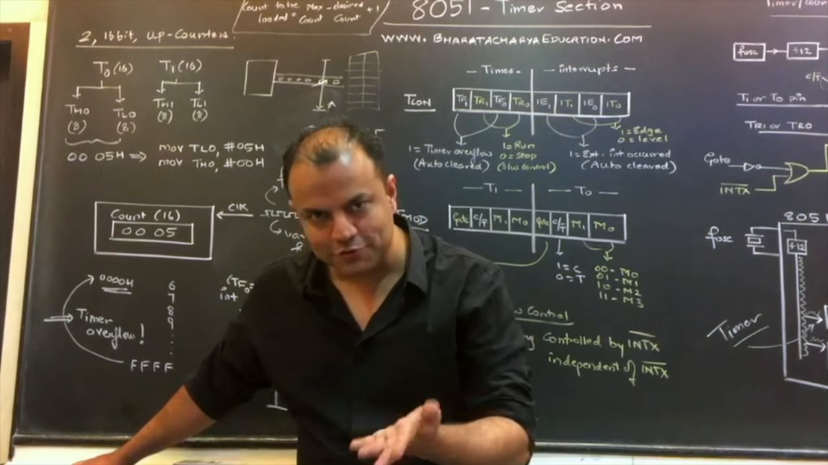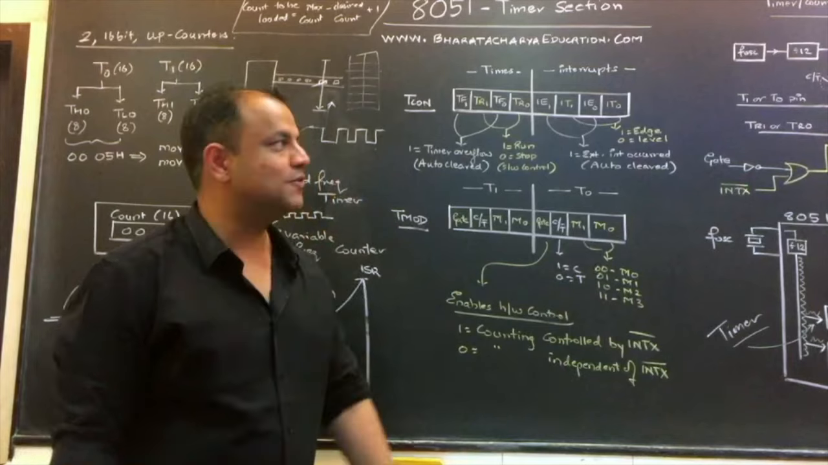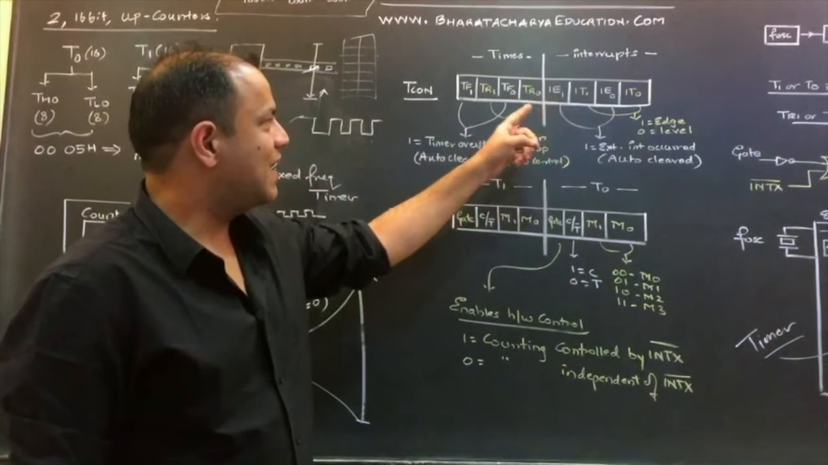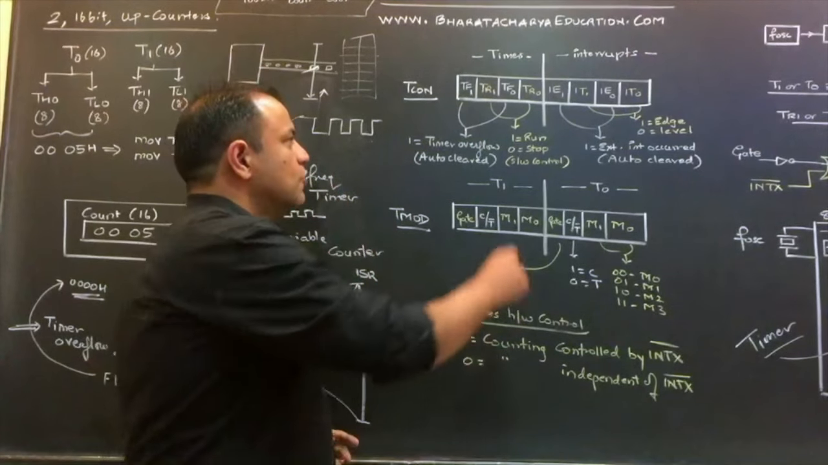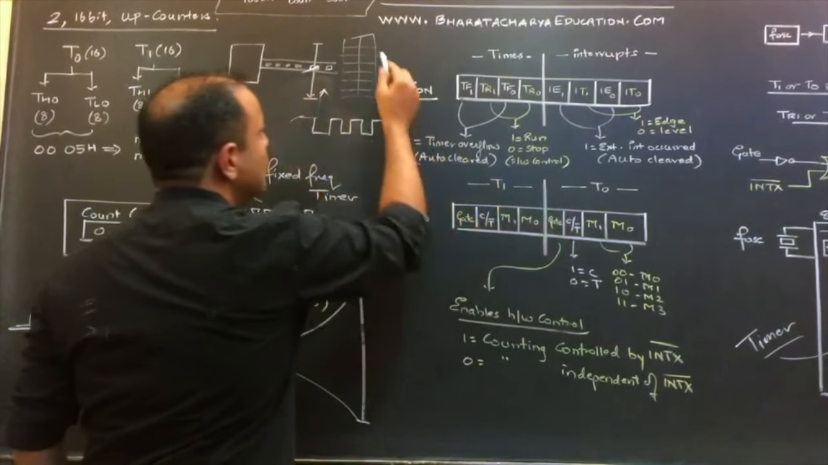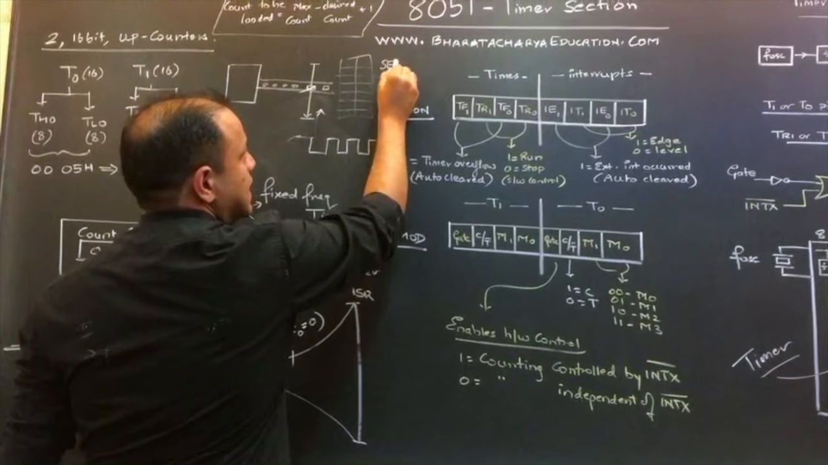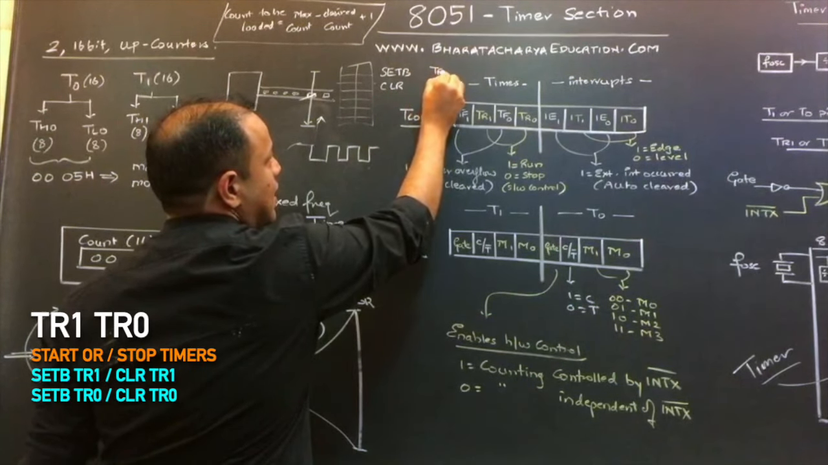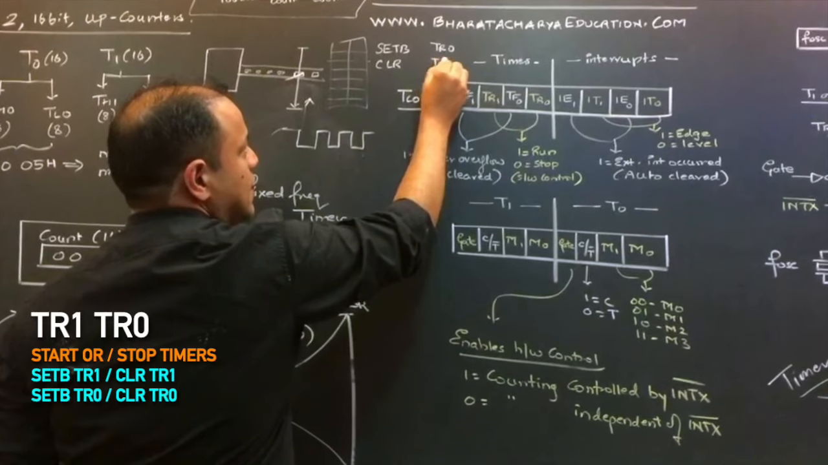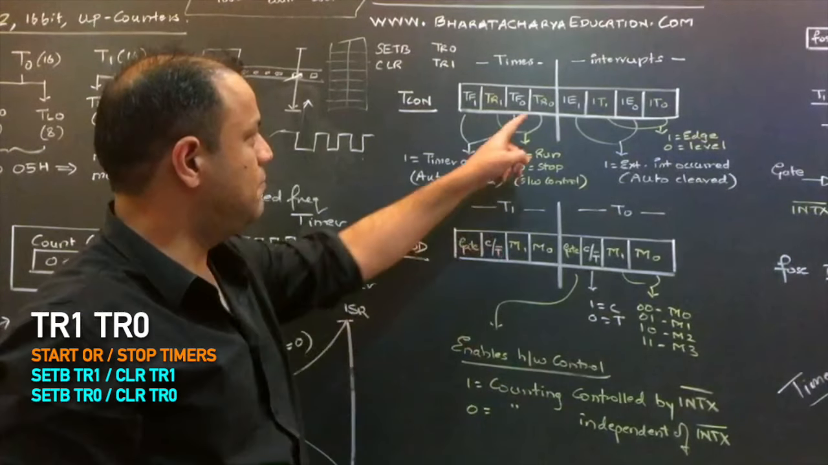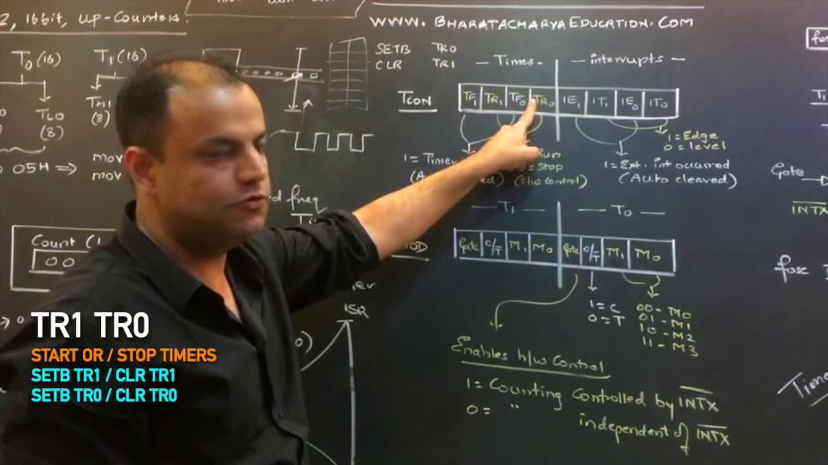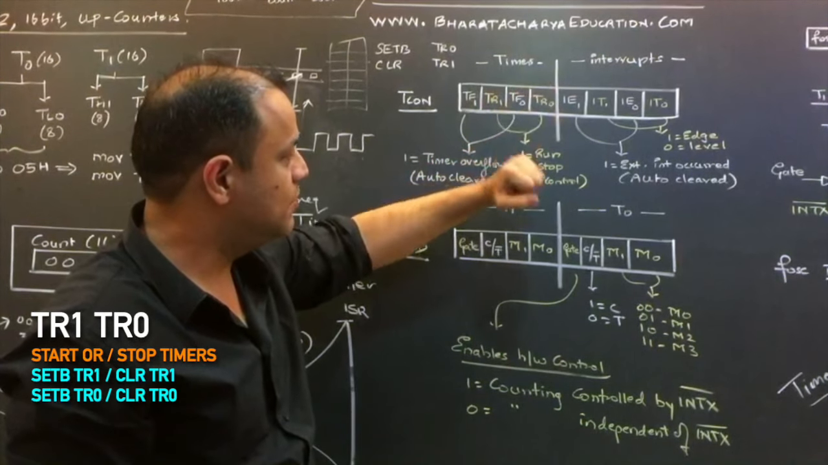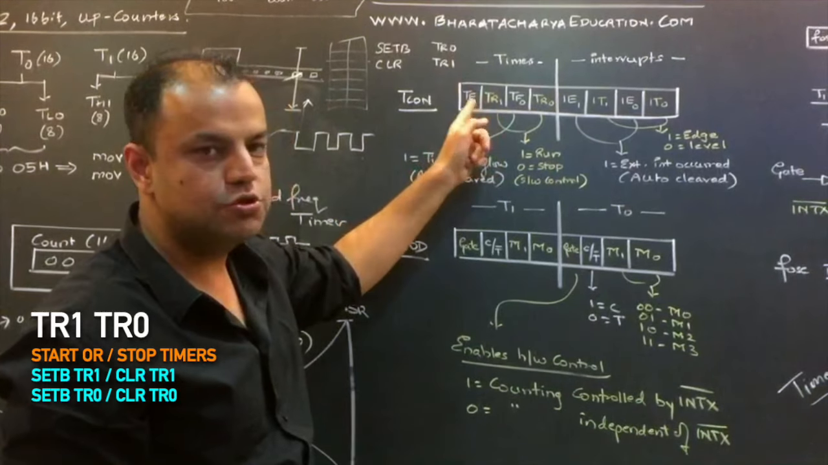How will you make these bits 1 and 0? By instructions. TCON is a bit addressable register. That means you can access each bit individually. So, SETB, I'm sure you know about these instructions. SETB and CLR. So, if I write SETB TR0 and CLR TR1, that means I'm saying make this bit 1. Set means 1. Make this bit 0. Making this 1 will start timer 0, making this 0 will stop timer 1.